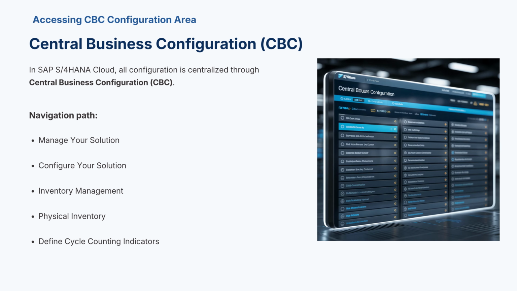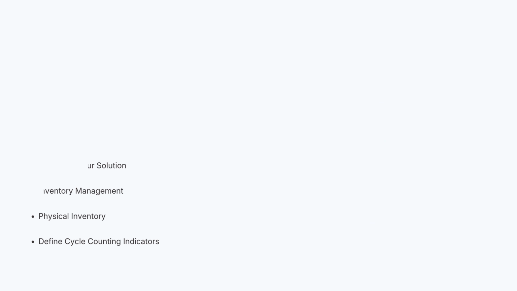Accessing the CBC configuration area. Let's start in Central Business Configuration, or CBC. From Manage Your Solution, navigate to Configure Your Solution, Inventory Management, Physical Inventory, Define Cycle Counting Indicators. Here is where you'll define the rules that drive frequency and selection. Remember, CBC replaces traditional SPRO customizing in S/4HANA Cloud, keeping your setup centralized and consistent across tenants.